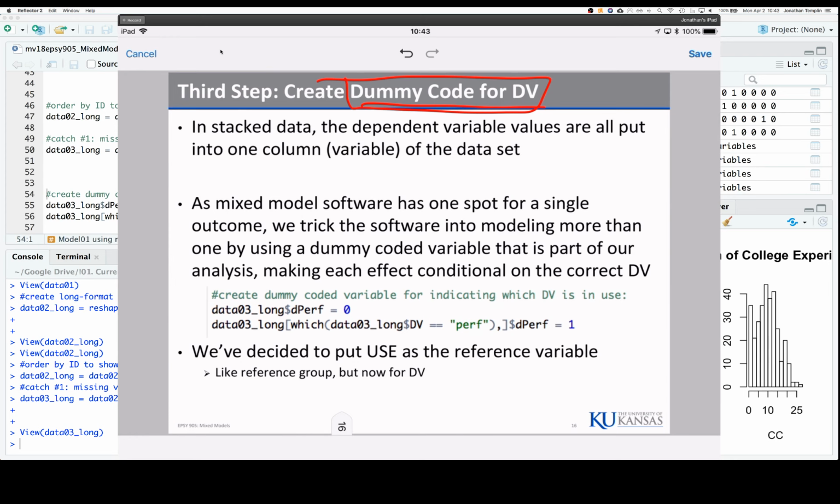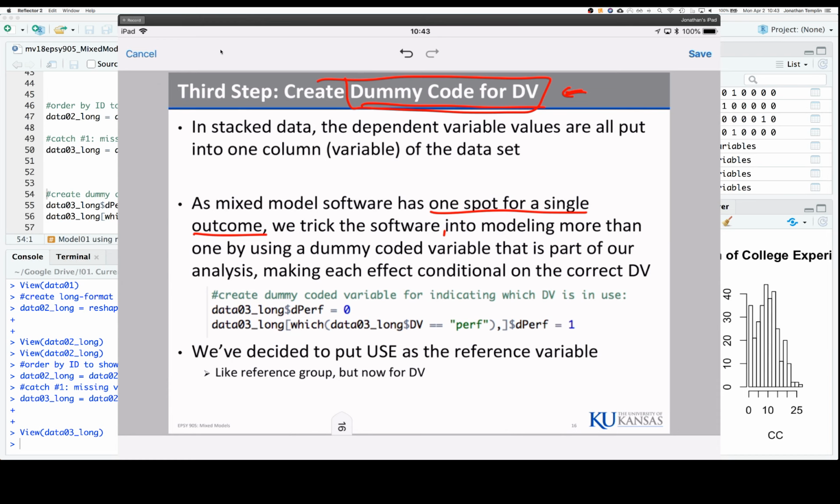And then with that dummy code, we're going to enter it into the model itself, because that can help us describe differences between the variables through a set of main effects and interactions. And yes, this is part of the reason why I've been drilling interactions throughout this course, because to use certain software, we have to understand interactions well enough to be able to build models to trick our way around them. So we have one spot for a single outcome, and we're going to trick that. But let's just build the dummy code first.